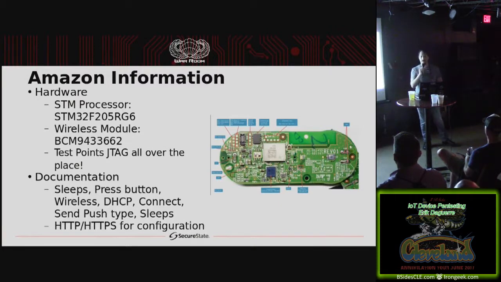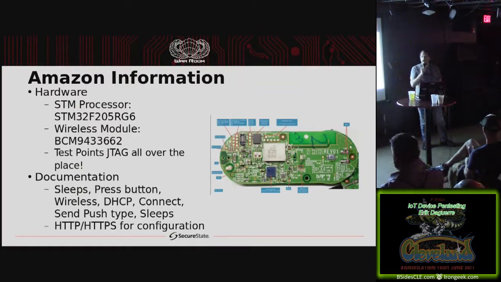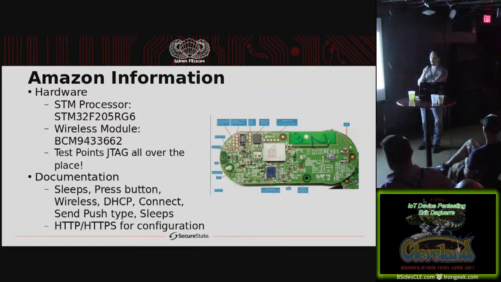Anyways, this thing sleeps until you press that button. Then it wakes up and connects to your wireless. It requires DHCP. It connects in and sends its push notification up to Amazon's AWS server. The Amazon AWS server processes that based upon the type of button press you did, and then Amazon's AWS servers take care of the rest of the dirty business. That's it. That's all this thing does. Very simple. You push a button, it sends one HTTP request up to Amazon.